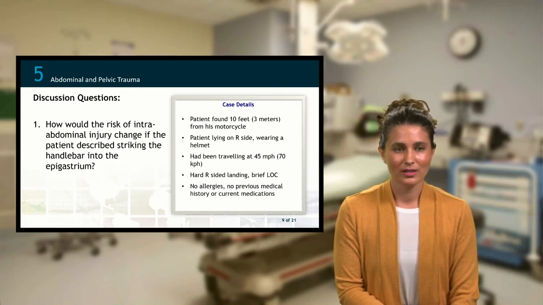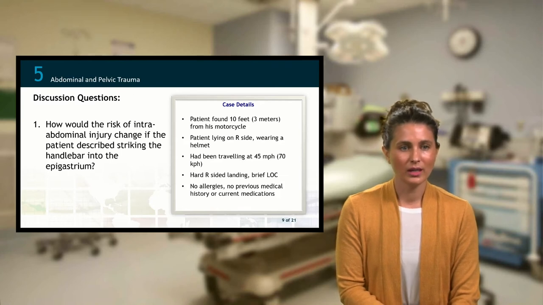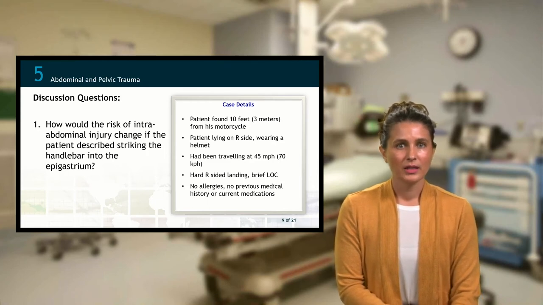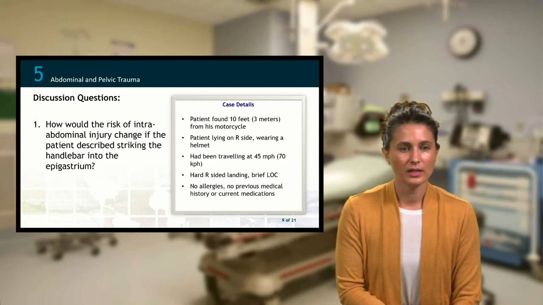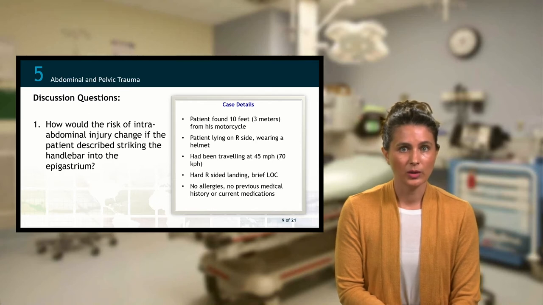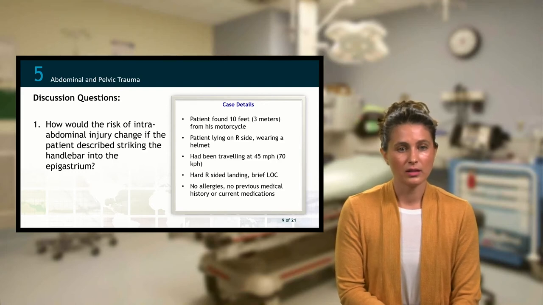Thinking about this, how would the risk of intra-abdominal injury change if the patient described striking the handlebar into the epigastrium? Whenever we think about these so-called handlebar injuries, that basically compresses the solid organs and the hollow organs up against the spine. And in the epigastrium, we're talking about the pancreas, the duodenum, and the small bowel. So we would have a higher index of suspicion of a pancreatic laceration, transection, duodenal perforation, or possibly transection, as well as a small bowel injury.